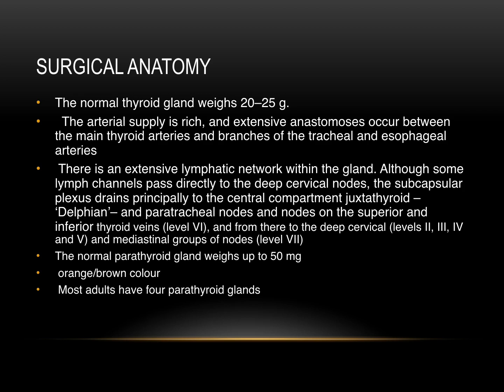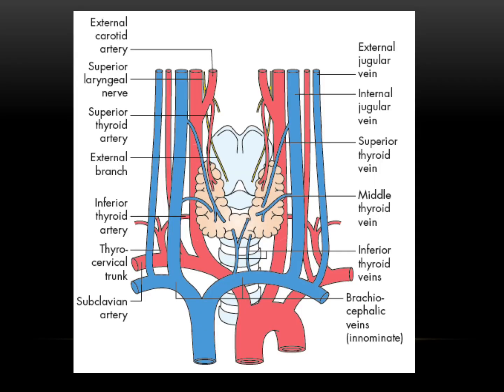The normal parathyroid gland weighs up to 50 mg. The color of the parathyroid gland is orange-brown. Most adults have 4 parathyroid glands, 2 superior and 2 inferior.